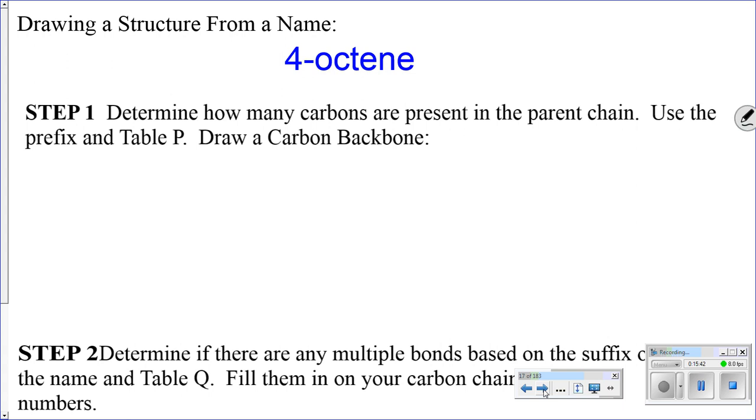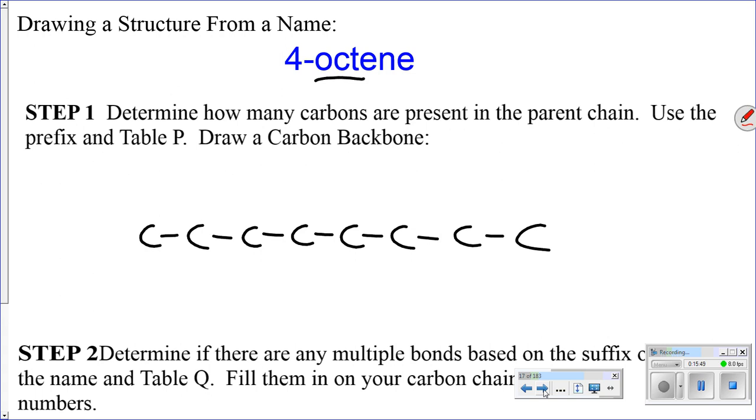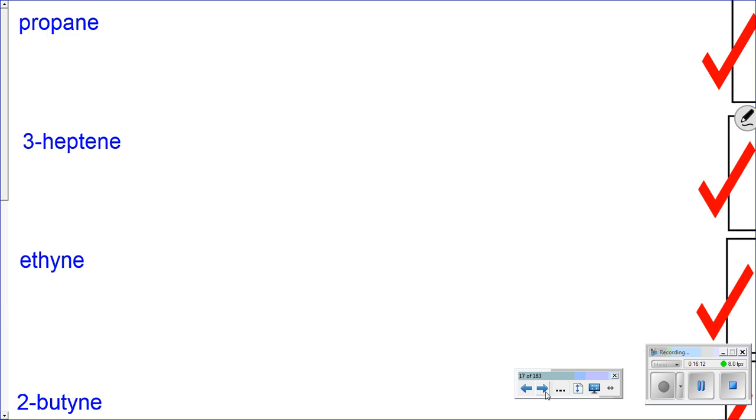For 4-octene, so oct is 8. 1, 2, 3, 4, 5, 6, 7, 8. Go 1, 2, 3, 4 in. That's where we start our double bond. And then all we have left to do is fill in the hydrogens so each carbon has 4 bonds. So take a moment, pause the video, and try these out.